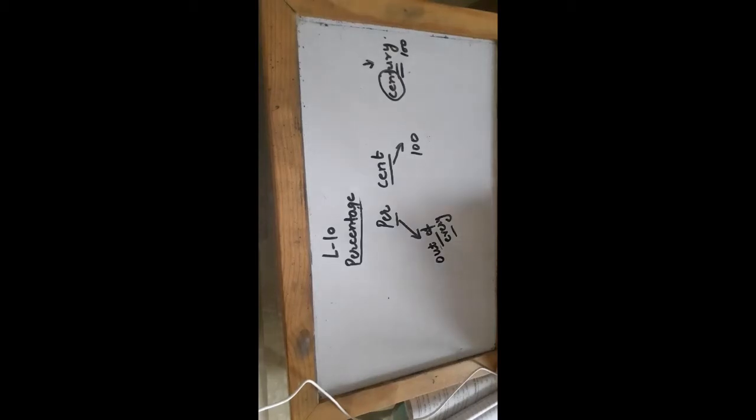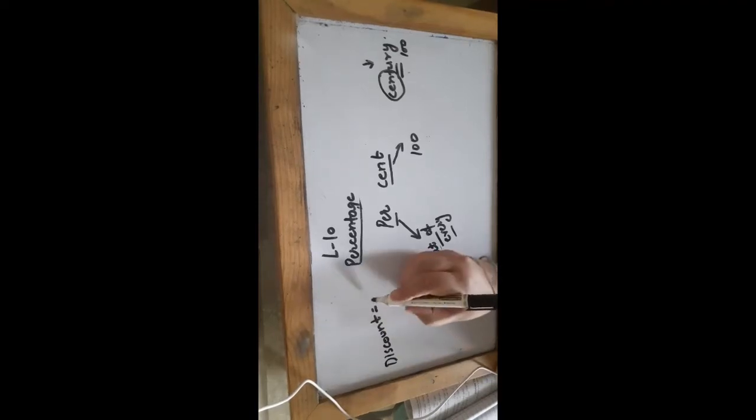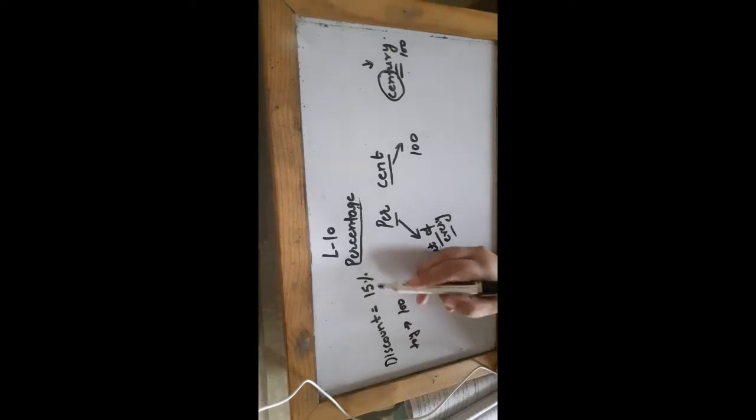Now let me explain this in the context of discount. Like I said, the discount on the toy was 15%. It means when you go to buy a toy, the discount is 15%. Suppose the toy is of 100 rupees, it means you will get a discount of 15 rupees. 15% means 15 per. This symbol is also read as per. 15 per cent. Cent means 100. That you will get an off of 15 rupees out of 100 rupees.